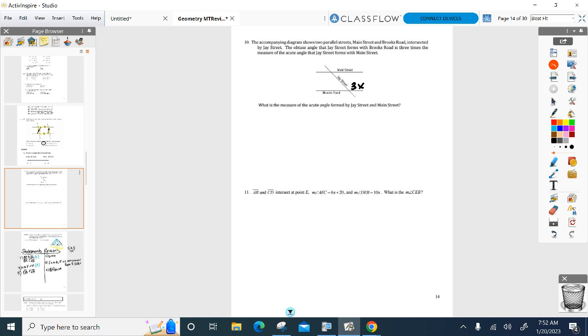Acute tells me? Okay, so if I look up here with J Street and Main Street, this one's the one bigger than 90, this one's the one less than 90, agreed? Yeah. So this angle is 3 times that one, so I'm going to call this one X. And they show they are parallel, so these are called same side interior. Are they congruent or supplementary? Supplementary, so that's how I know to do this versus setting them equal to each other. Okay?